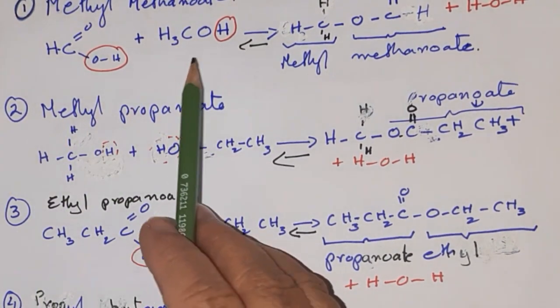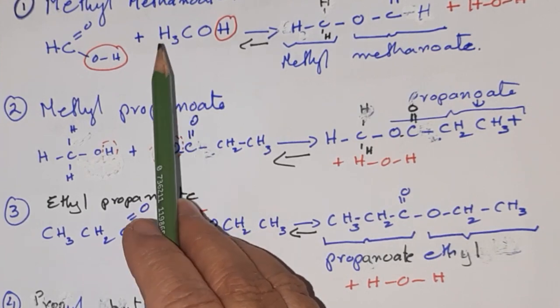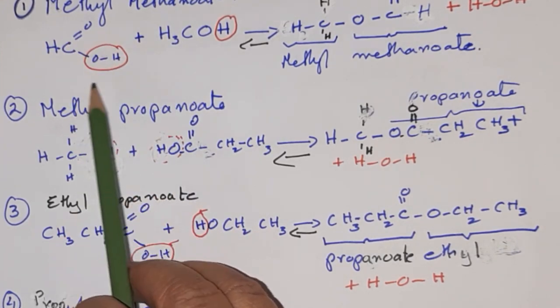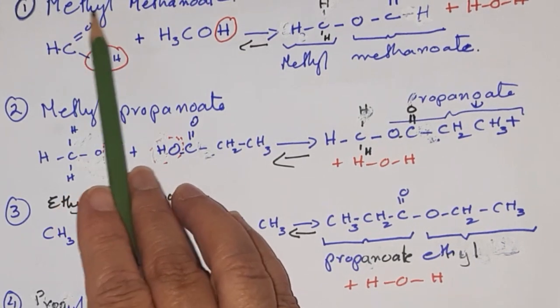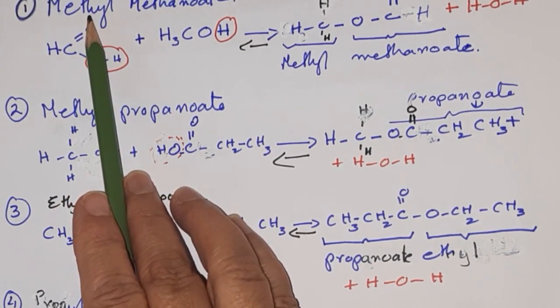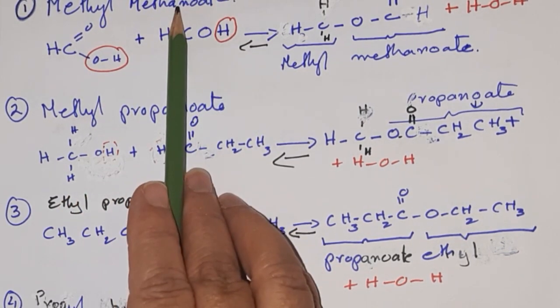The thing which you have to realize and notice is that over here I've written the name methyl methanoate. Now this methyl means it is going to come from the alcohol. Methanoate means it is going to come from the carboxylic acid.